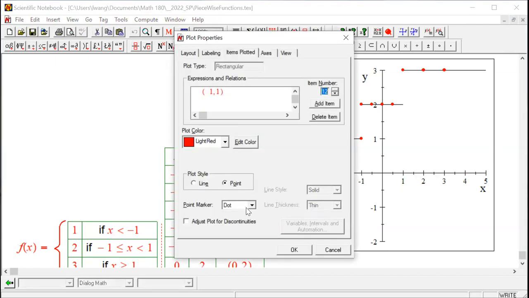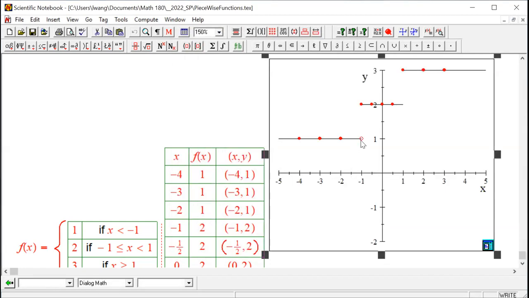Okay, at -1, we're going to put a circle right here. So what does this mean? This means that when the input is -1, the output is not here. So this is a circle, and the output is right here.